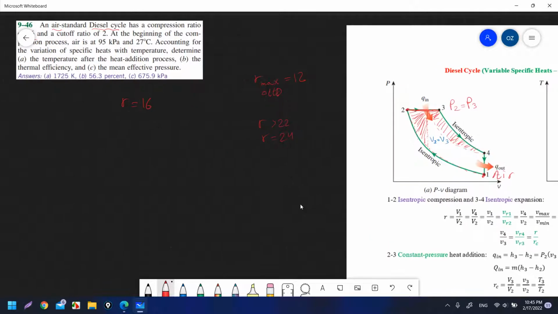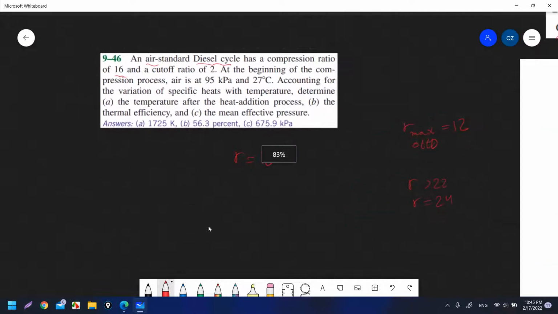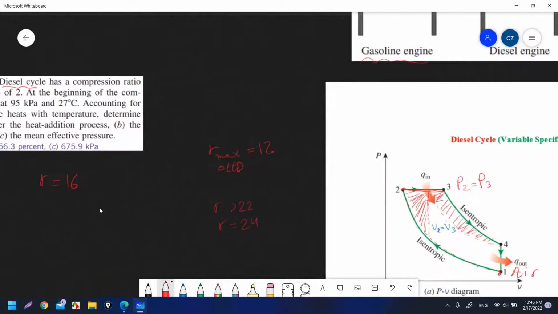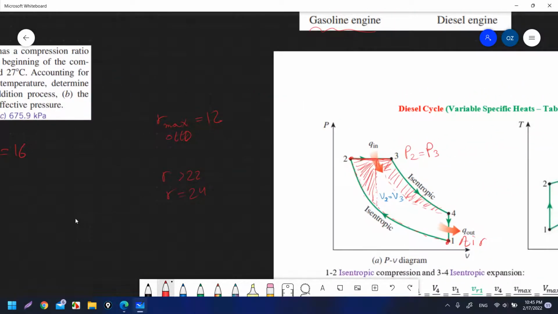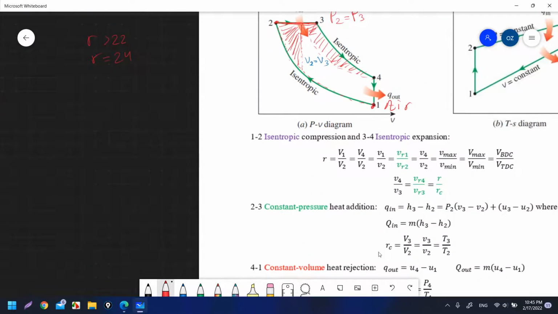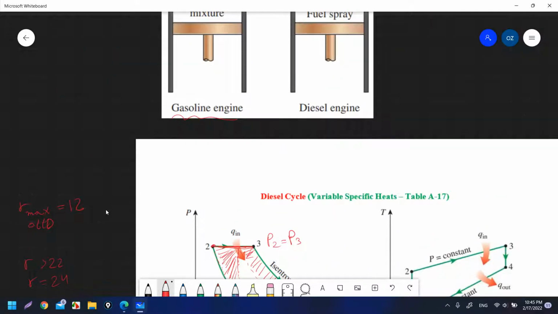Returning back to our question. We have r equal to 16 and a cutoff ratio equal to 2, cutoff ratio rc. What is the cutoff ratio? The cutoff ratio is the ratio between the volume V3 over V2. So between this point, the volume at this point V3, and the volume at this point V2.